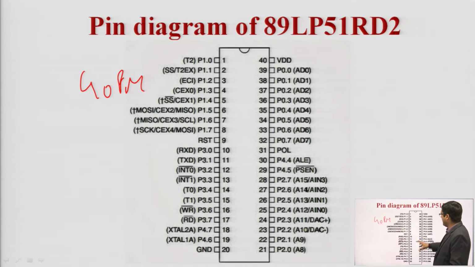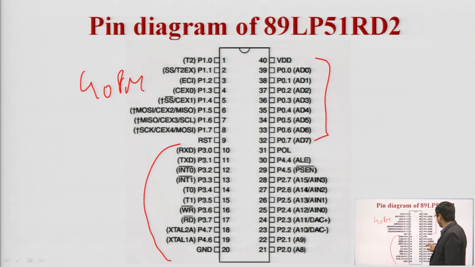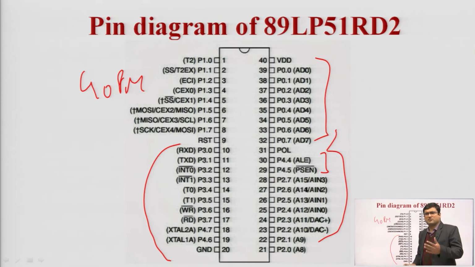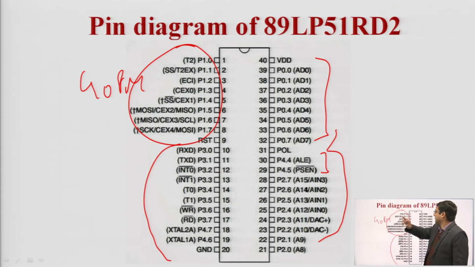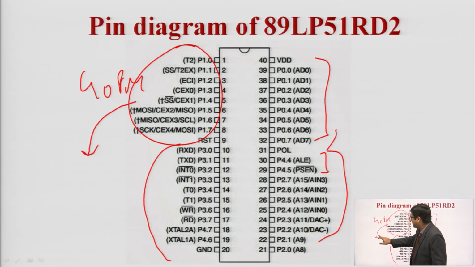There are 40 pins and there are 4 ports here: port 1, port 2, port 3 and port 4. You can see that each port has some specific function, except port 4 which has only a general function. So we will not discuss each port and each pin in much detail. We will deal only with port 1.